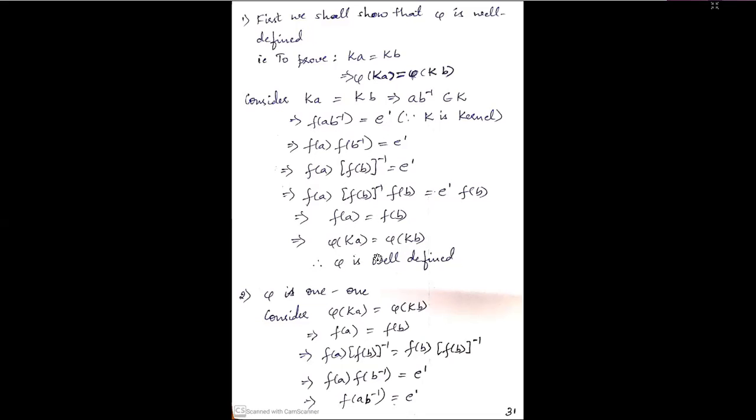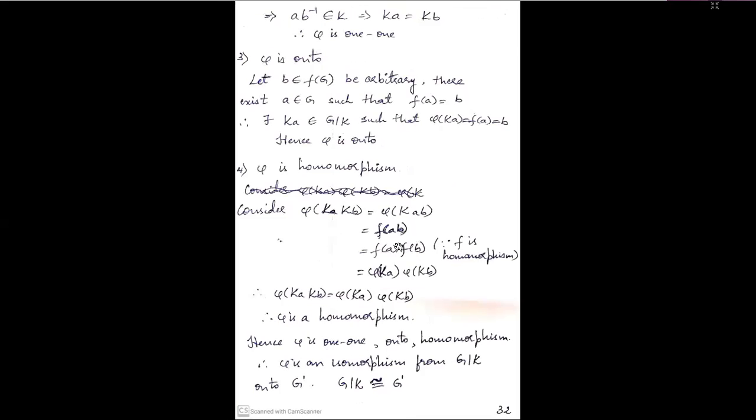That is, when you go the other way around, it shows that it is 1-1. So phi is 1-1 means phi(Ka) is equal to phi(Kb). That implies f(a) is equal to f(b). Under the same argument, we'll get Ka is equal to Kb. Therefore phi is 1-1.